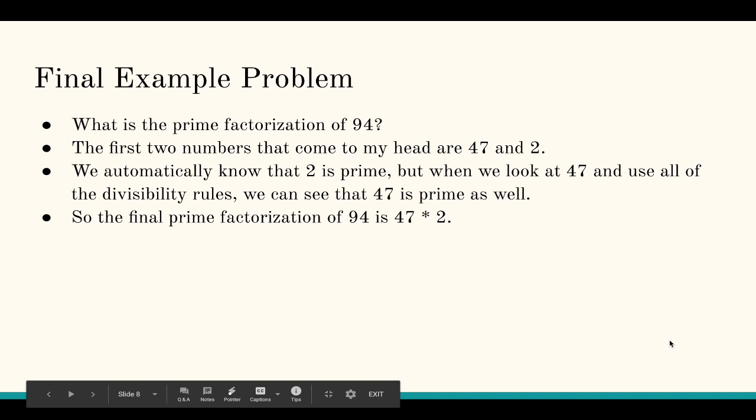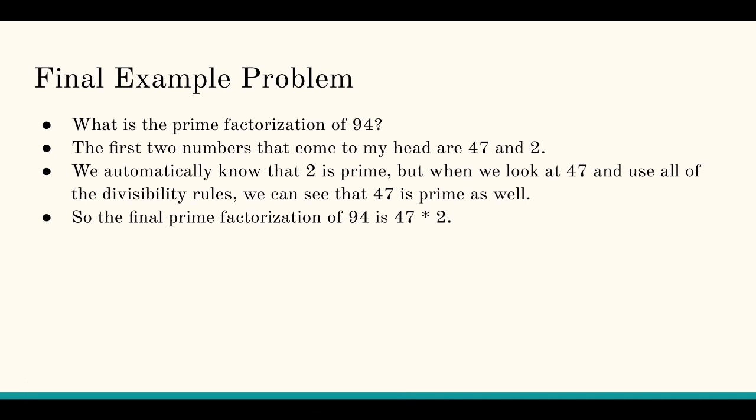What is the prime factorization of 94? The first two numbers that come to my head are 47 and 2. We automatically know that 2 is prime, but when we look at 47 and use all of the divisibility rules, we can see that 47 is prime as well. So the final prime factorization of 94 is 47 times 2.